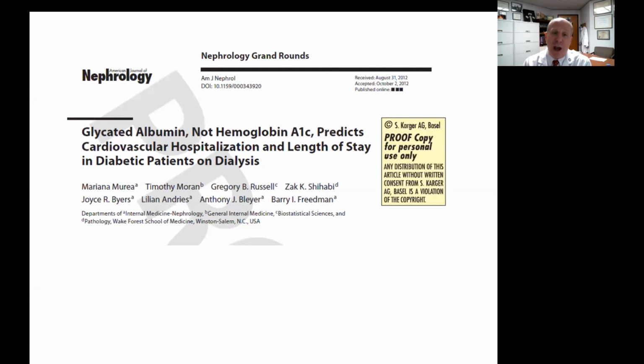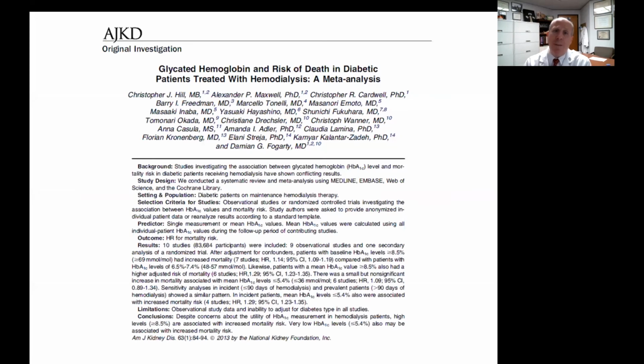And we looked at the effect on cardiovascular hospitalizations and length of stay. And in another paper that we published, only the glycated albumin predicted those outcomes. Hemoglobin A1C did not. So I think that there's a wealth of data out there on effects of hemoglobin A1C in dialysis and glycated albumin in dialysis. And we participated in an earlier meta-analysis. We worked with Dr. Kalantar-Zadeh and the doctors that were on those large reports.